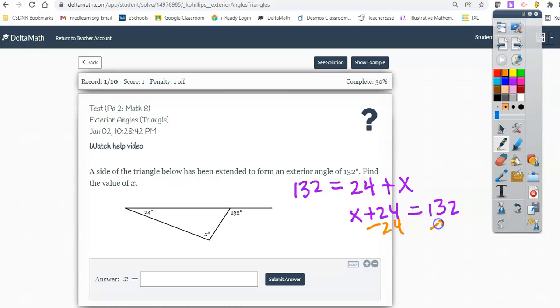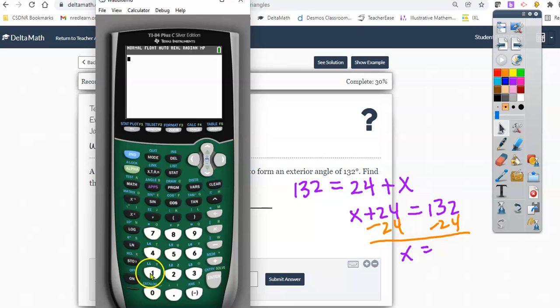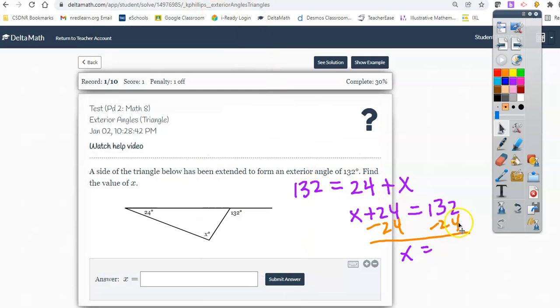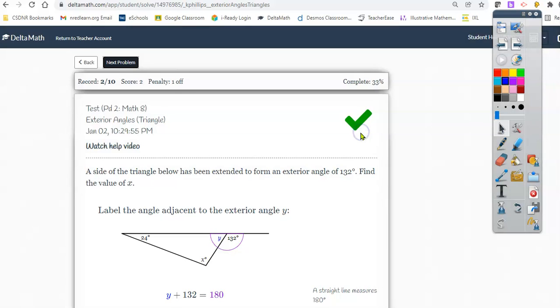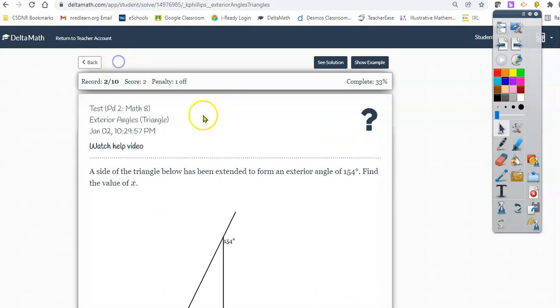Subtract 24 from both sides. I don't want to make a mistake like last time, so I'm going to pick up my calculator. 132 minus 24. 108. So 108 is my missing angle measure. Type that in this box here. And let's try one more.